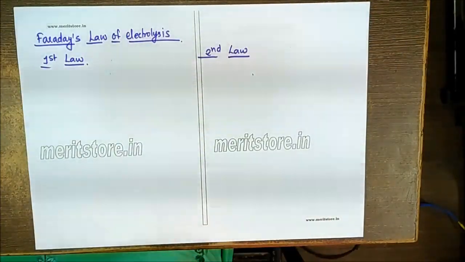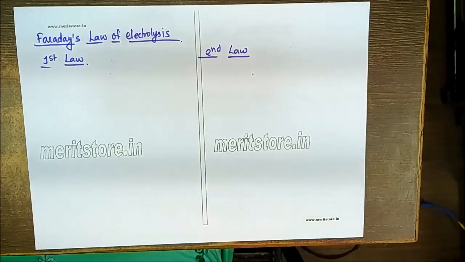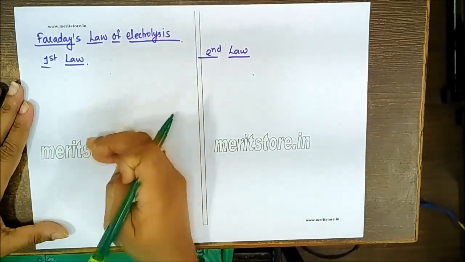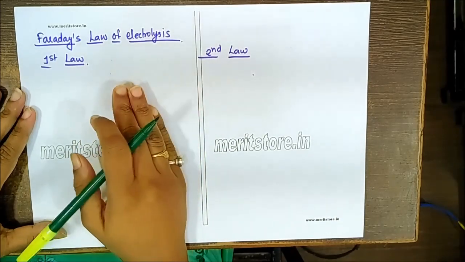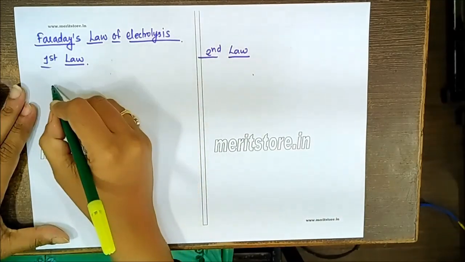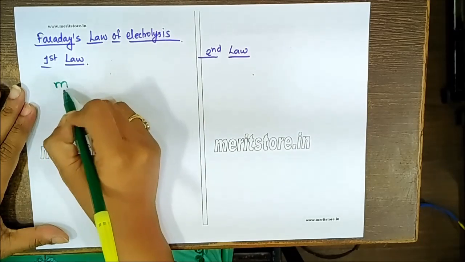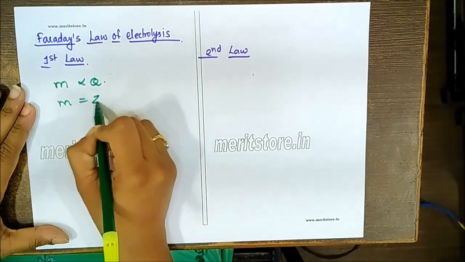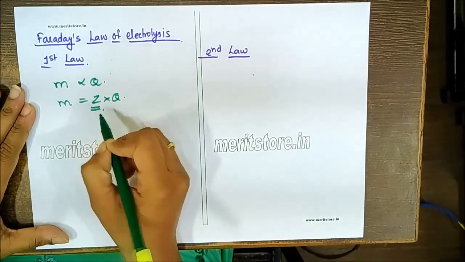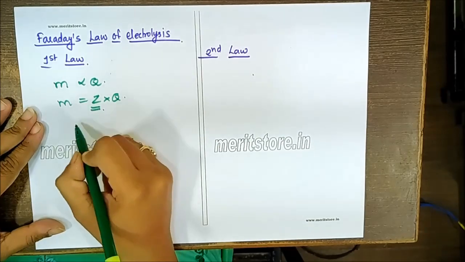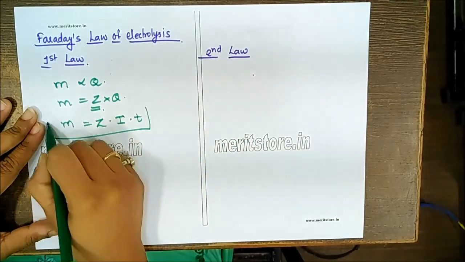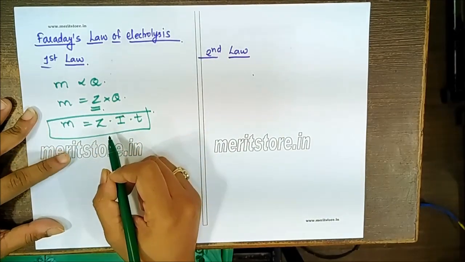Now the next important part from the MCQ point of view is Faraday's laws of electrolysis. The first law states that the amount of a given product liberated at the electrode during electrolysis is directly proportional to the quantity of electricity passed. So we write this as: the amount of substance deposited is directly proportional to Q. So M is equal to Z into Q, where Z is the electrochemical equivalent. Finally, M is equal to Z into I into t, since Q is I into t. This is a formula we can use for calculation.